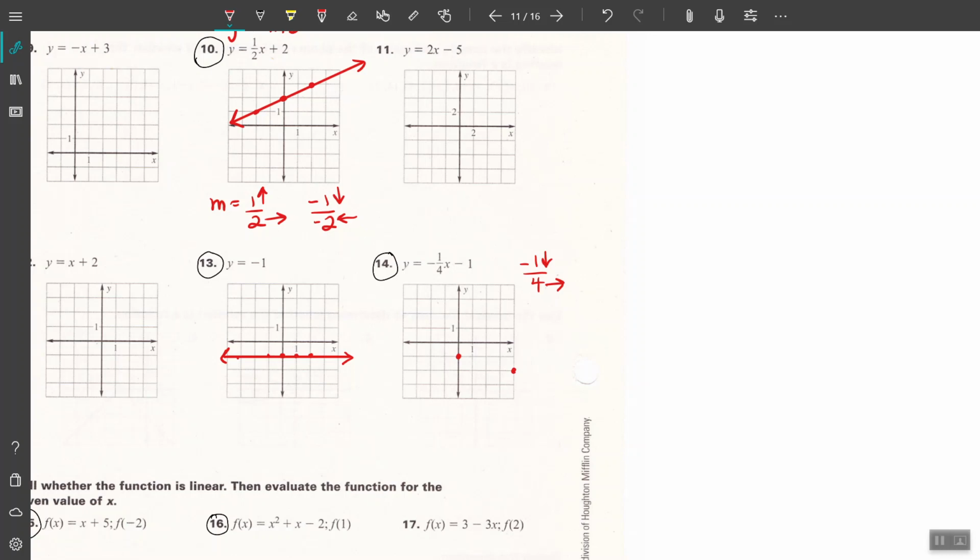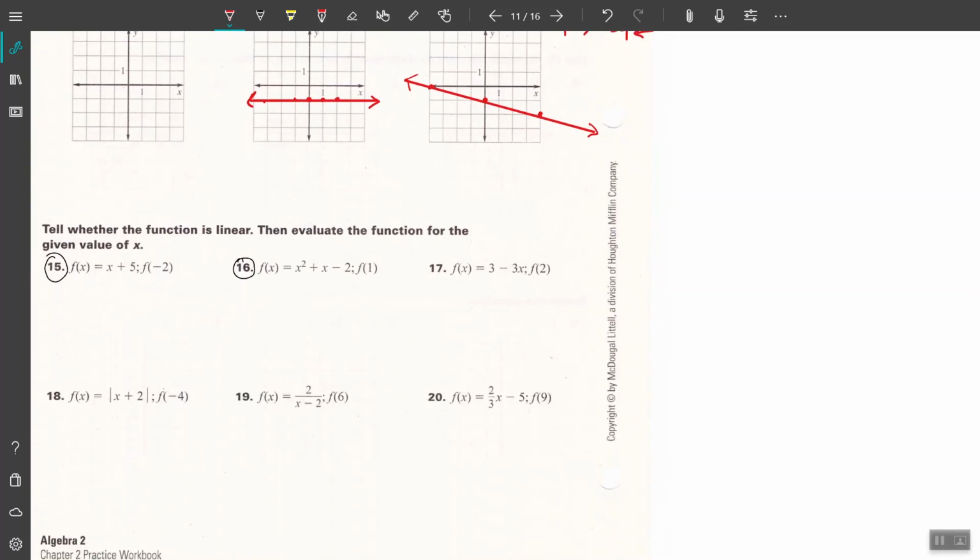And then I'm going to do the reverse just to get a third point. I'm going to put the negative sign with the 4 in the denominator. So that's going to tell me to go from my y-intercept, go up 1 and go to the left 4. Remember, I'm always starting at that y-intercept. So I'm going to go up 1 to the left 4. And there's my third point, and then you'll connect them.